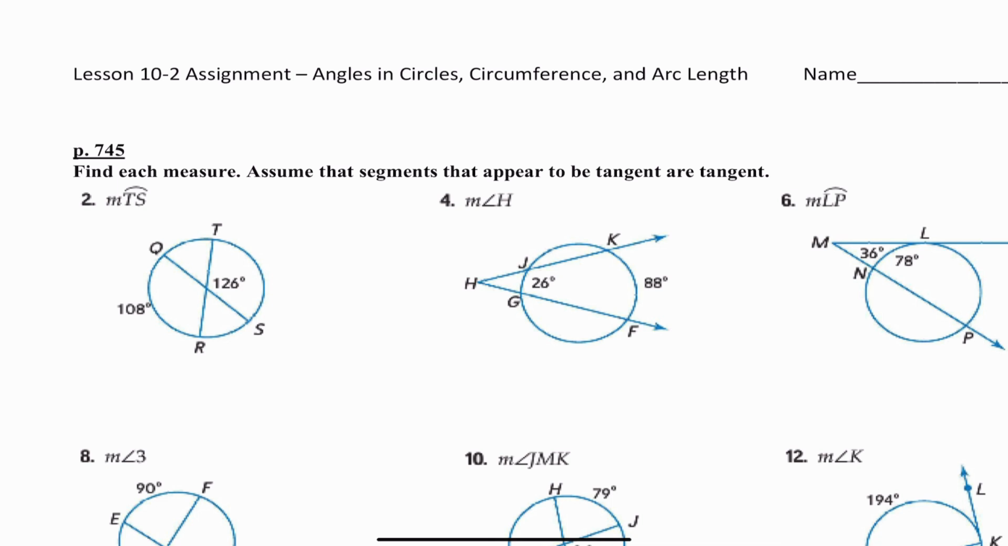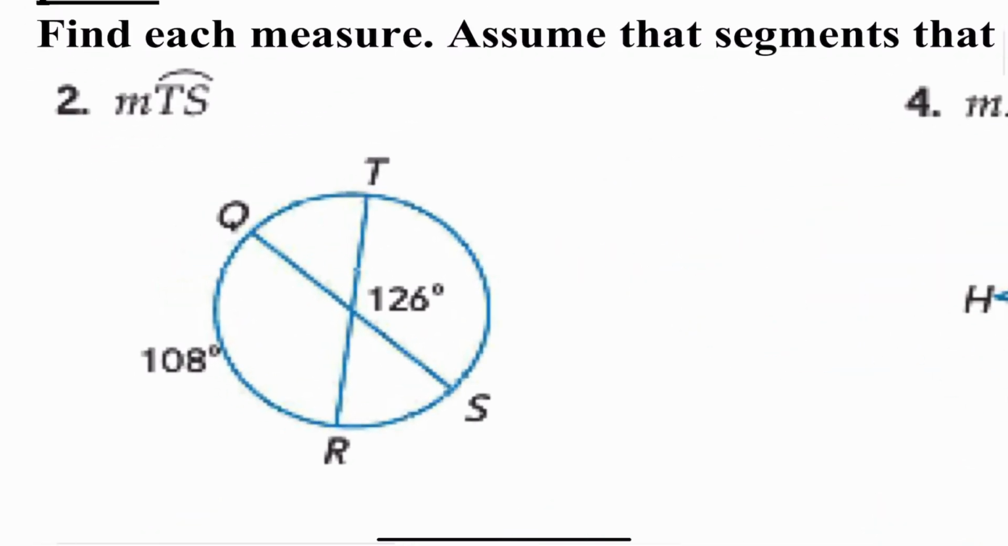Okay, so let me go ahead and pull up the key real fast just so when I'm doing these problems, I have the correct answers. Number 2, find the measure arc TS. Where's TS? So this is TS, and I need to figure out how long that arc here is. So look at the circle. What are we dealing with here?